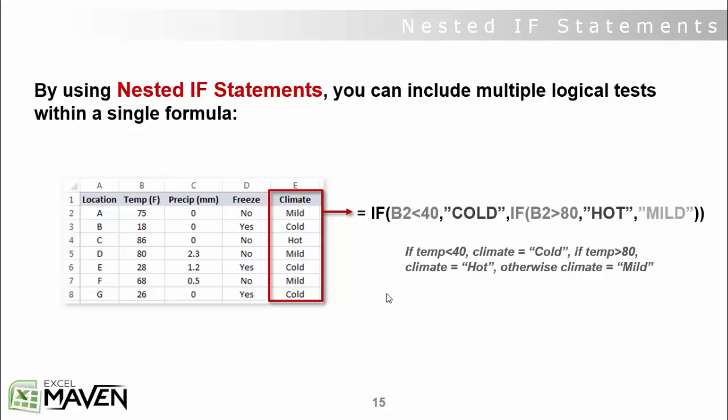So in this case it's saying, all right, is B2 less than 40? Yes or no? If it is, we're going to call it cold and stop there. If it's not, we're going to move to our next test, which is, is our temperature greater than 80? Yes or no? If it is, call climate hot and stop there. Otherwise, move on. And in this case, if you get to the end, if you have a temperature between 40 and 80, like 55 for instance, both of these are going to evaluate false, and your cell is going to return the value if false value of mild.